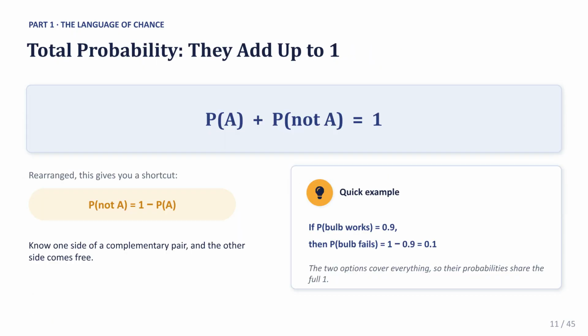Because complementary events cover every possibility, their probabilities must add up to 1. This gives us a great shortcut. The probability of an event not happening is simply 1 minus the probability that it does. If a bulb works with a probability of 0.9, then the probability of failure is 0.1.